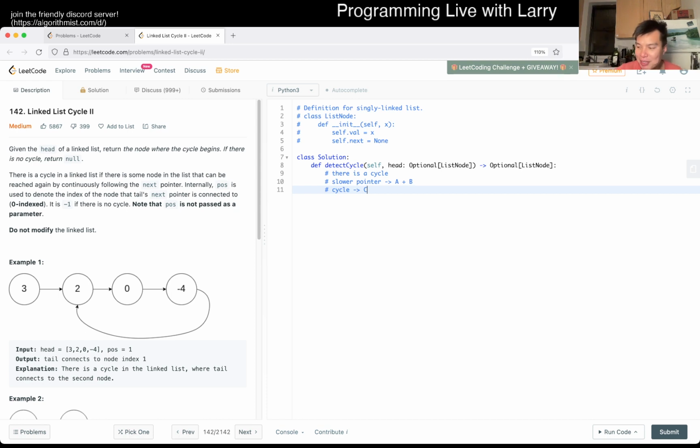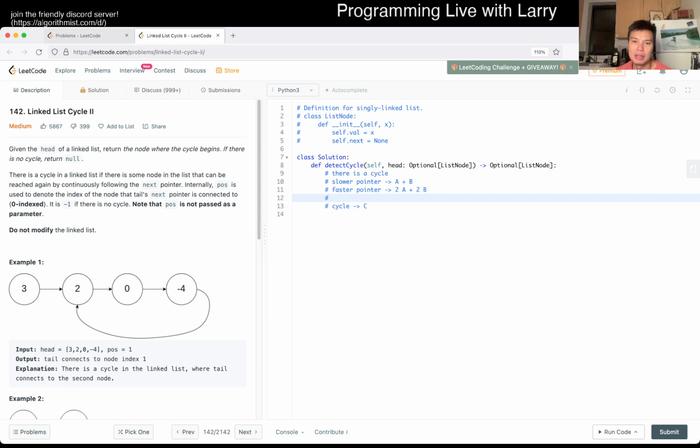I don't know if it's a useful observation, but it is an observation, because, like I said, I'm trying to prove this from scratch and figure it out. So then the fast pointer goes 2A plus 2B, which is another way of phrasing it. This is just 2 times the slow pointer, by definition. And now the question is, can I use C in either one? Let's see.